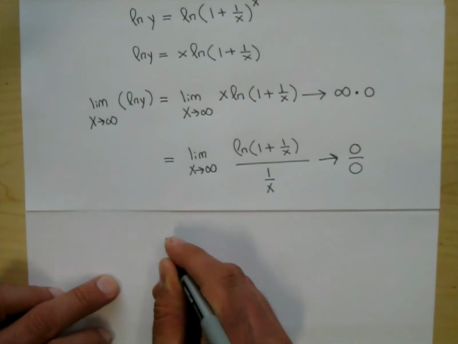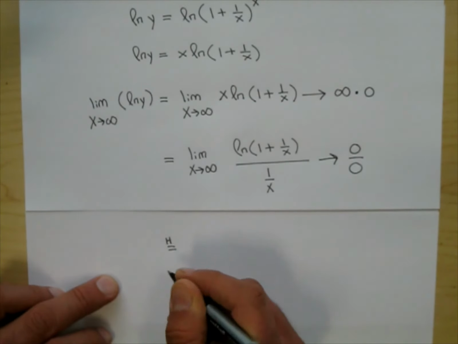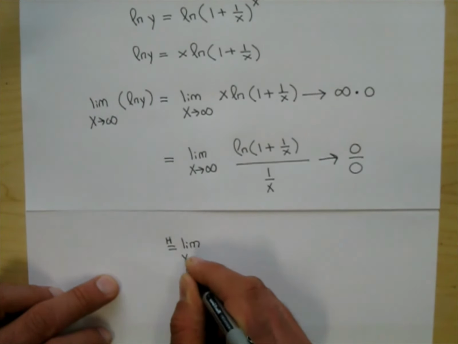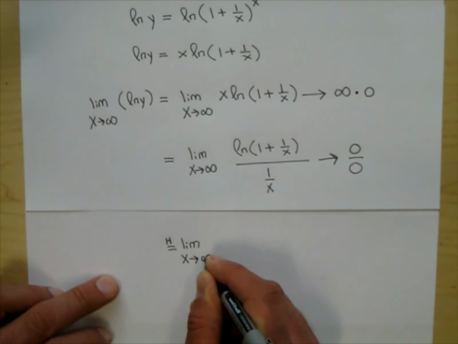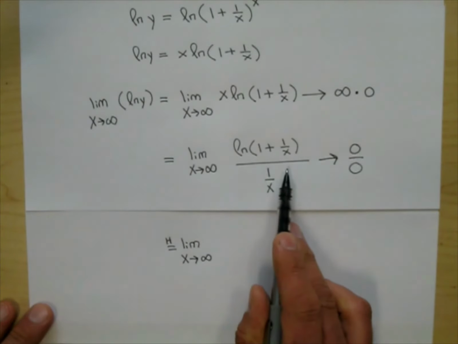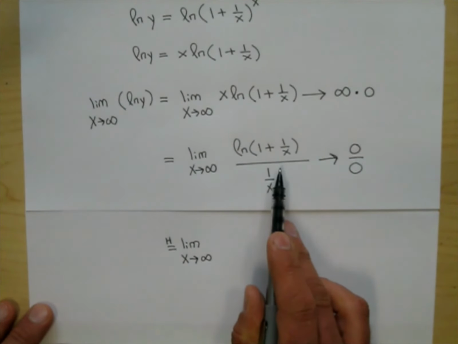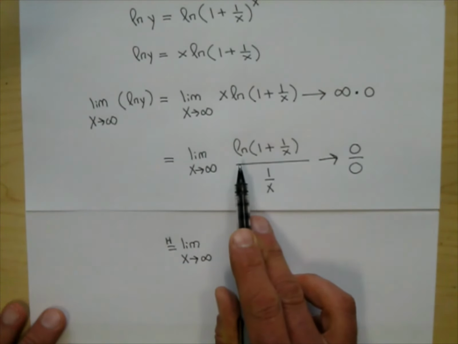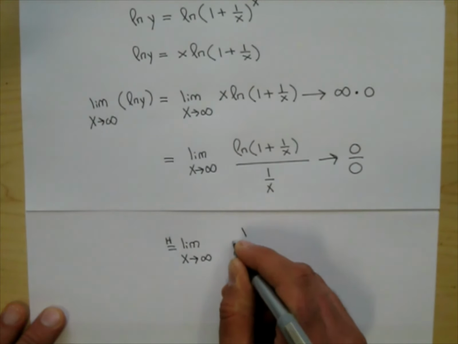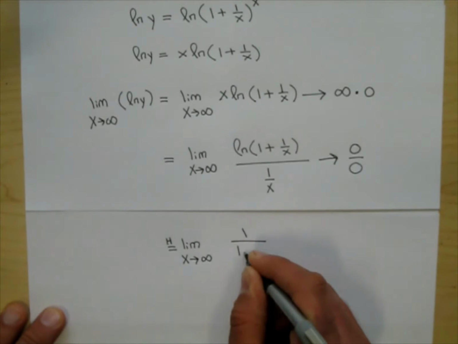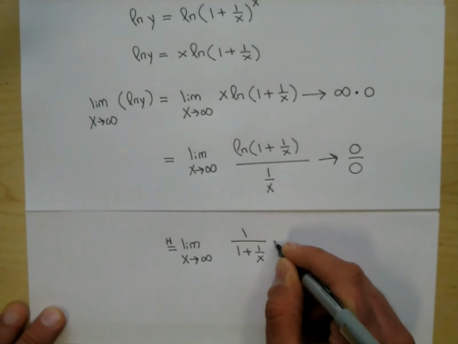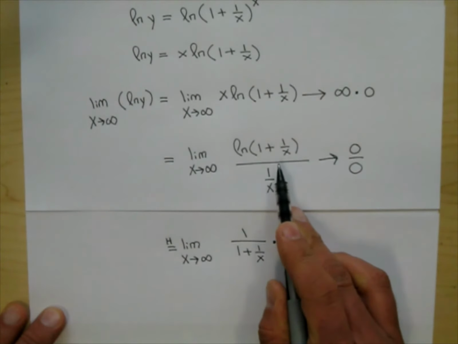Okay, so L'Hopital's rule, there's that little h there. This is the limit as x approaches infinity. Well, the derivative of the top. Well, the derivative of ln of something is 1 over that something. This is the chain rule, and then we take the derivative of the something.